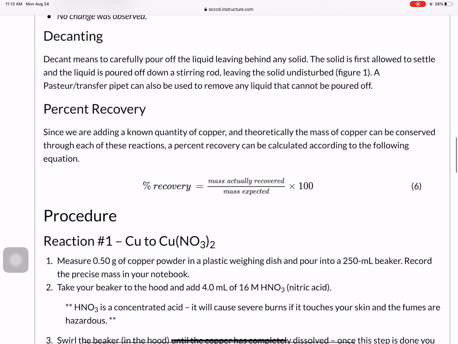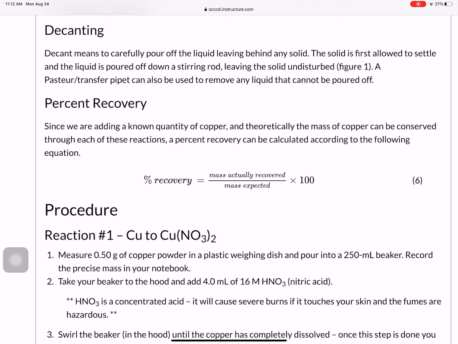One of the techniques that we learn in this experiment is decanting. When you decant something, it means that you're carefully pouring off the liquid and leaving behind the solid. So we allow the solid to settle out. If you think of a glass of water with sand in it, and you mix it all up, it's all dirty looking water. If you let it sit for a while, the sand and the silt will settle to the bottom, and if you pour carefully, you can pour the water off. So that's what decanting is.